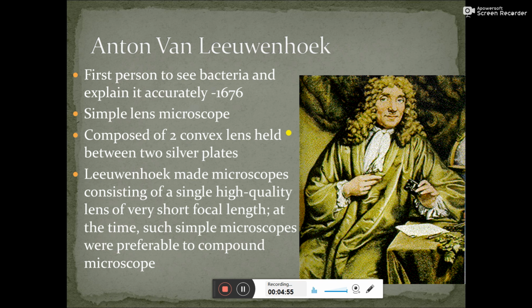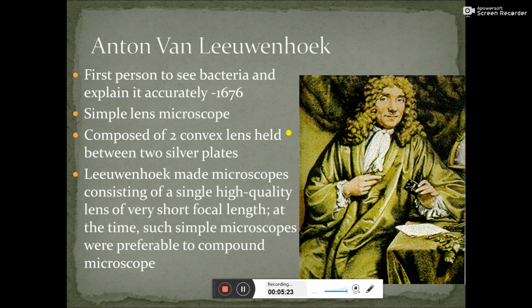Now comes another eminent scientist, Anton von Leeuwenhoek. He was the first person to see bacteria and explain it accurately in 1676. Unlike Robert Hooke, Leeuwenhoek was mainly using a simple lens microscope, made up of two convex lenses which were held together between two silver plates.